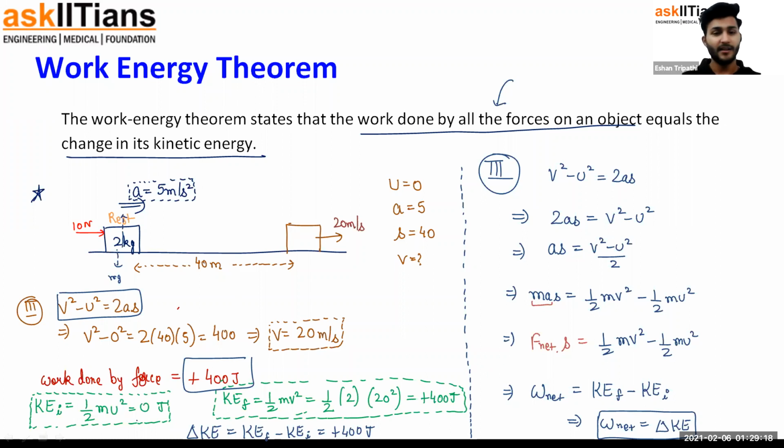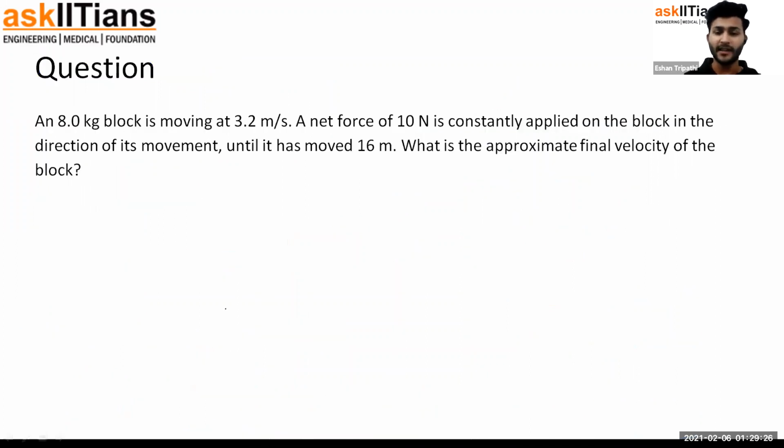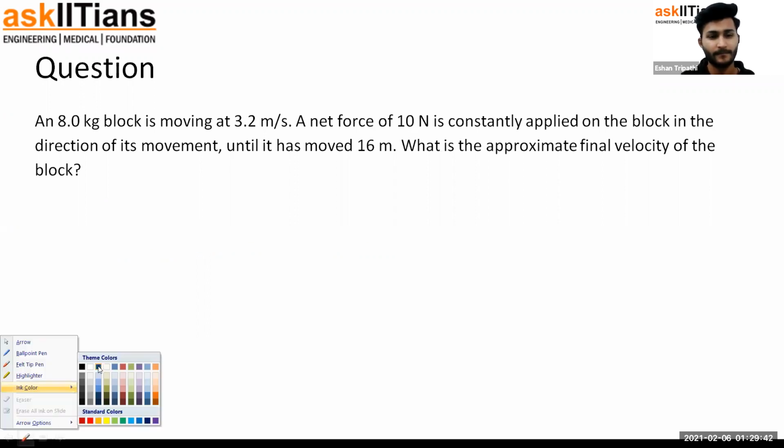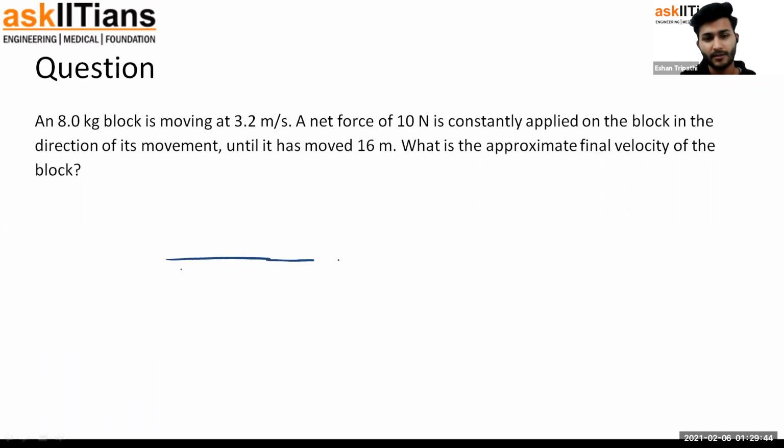So I hope this is clear. After this, maybe we can look into some more questions on it. So let's see this question. There is an 8 kg block which is moving with a speed of 3.2 meters per second. So let's draw this. There is this horizontal surface. There is an 8 kg block kept on it. It's a bit darker, I think I chose the wrong pen. And it is moving with a speed of 3.2 meters per second.